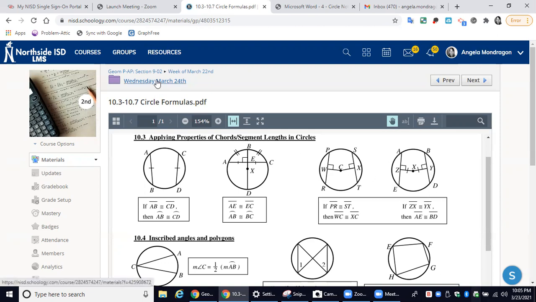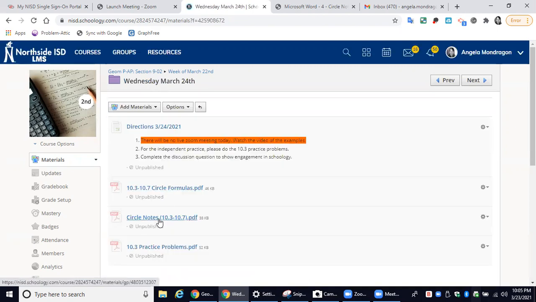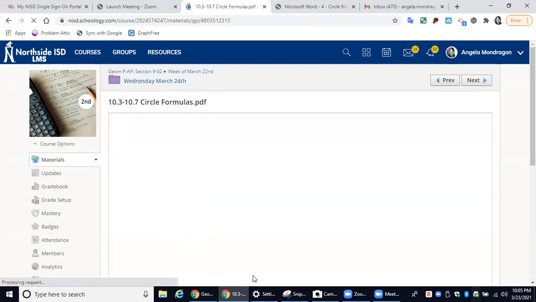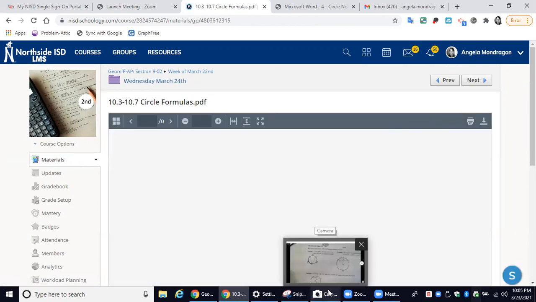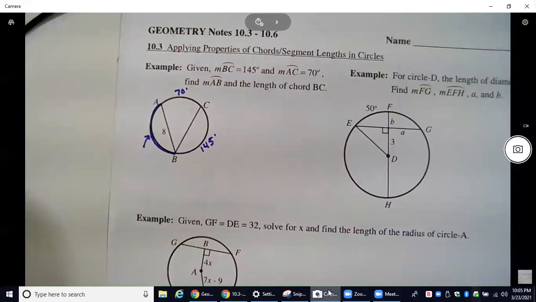Okay, so the next thing that I have for you is the circles notes. So I'm going to leave this open, the circles formulas, but I'm going to flip over to the camera and try to show you the circles notes. So what this is, is applying the formulas that we just saw.